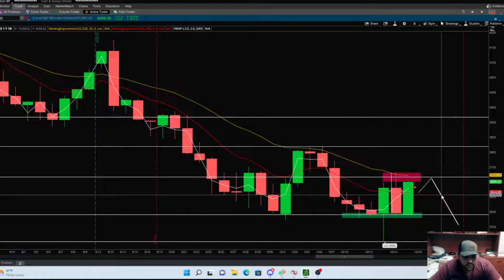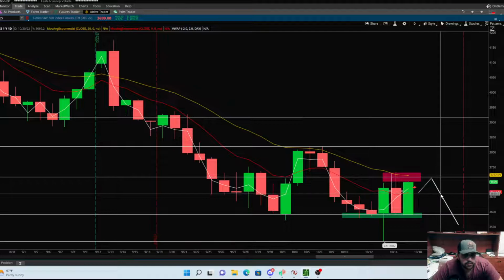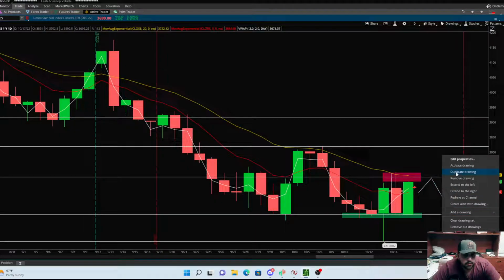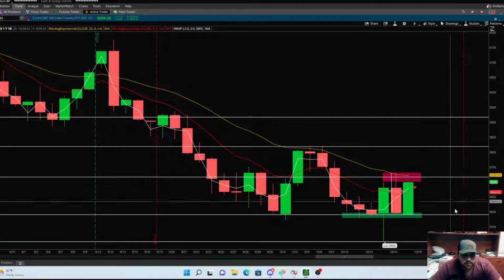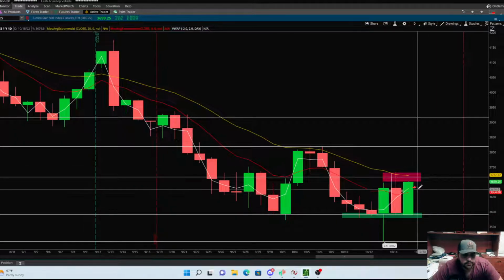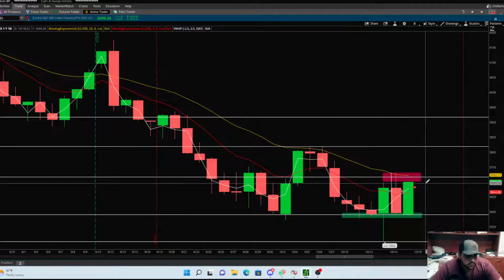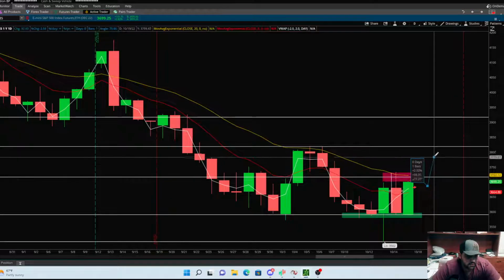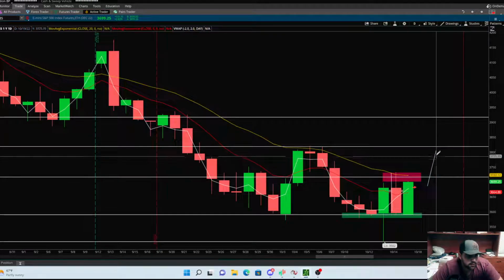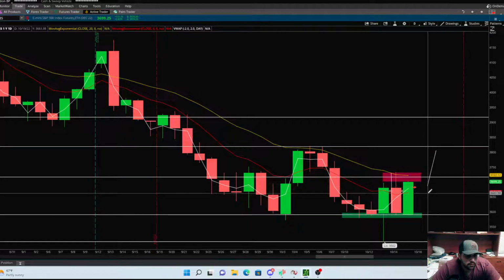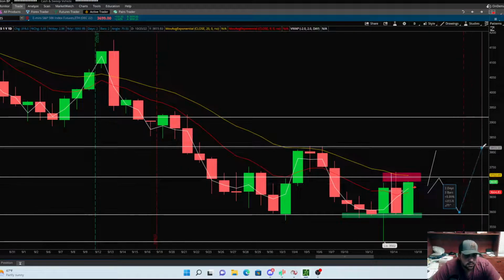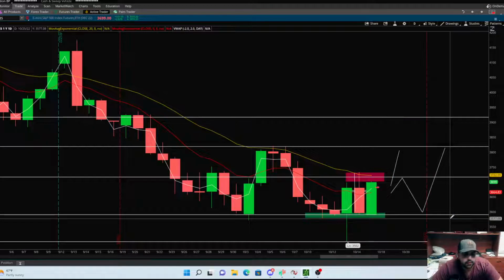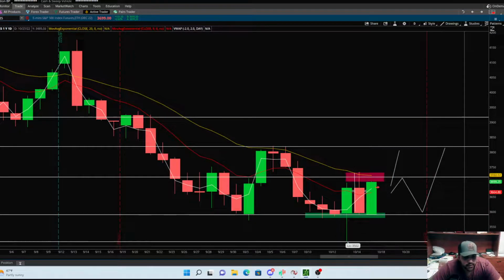And the next scenario that can happen, we can just rip to the upside, or we can just bust that up and retest it to 80. Or we can touch that, come back to the 360 and bust it up. So there are a lot of scenarios that can happen right now.